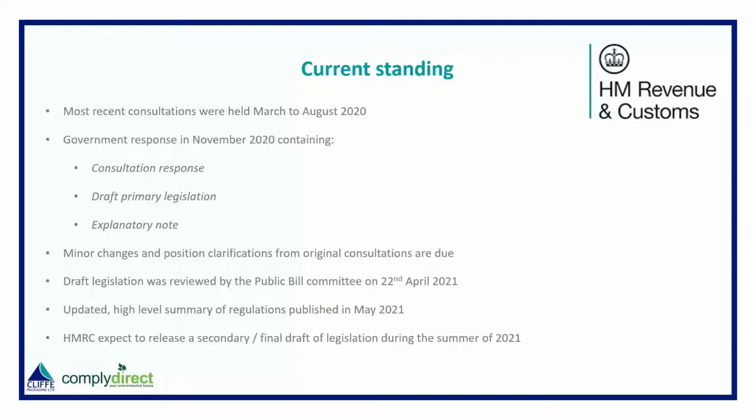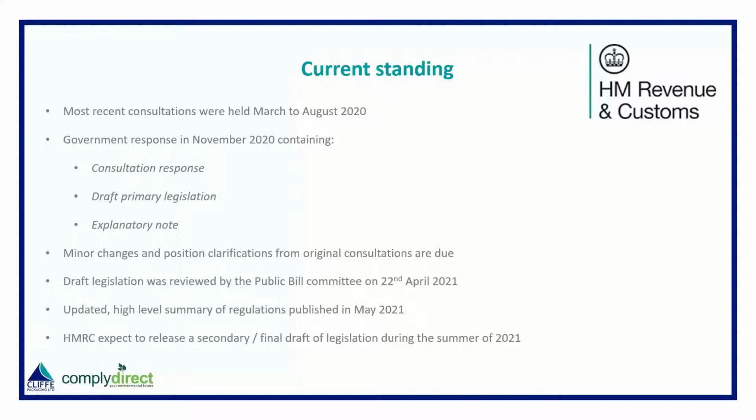Government responded to that consultation back in November 2020, and that included their views on the responses they got to individual consultation questions, a draft copy of primary legislation, so the draft document which contains the proposals for the tax, and then an explanatory note which covers some of the minutiae around individual parts of the tax. Other than the explanatory note, there were really only minor changes and clarifications and position reviews from the original consultations, one of which happened in 2019 and then the follow-up in 2020.